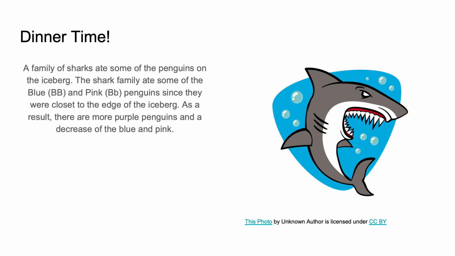A family of sharks have attacked our population of penguins. The pink and blue penguins were attacked first because they were closest to the edge of the iceberg. This is an example of selection. The number of blue and pink penguins decreases and the number of purple penguins increases.